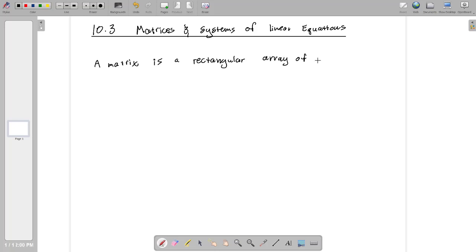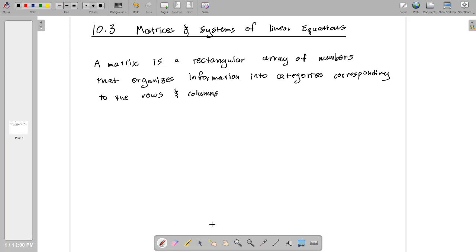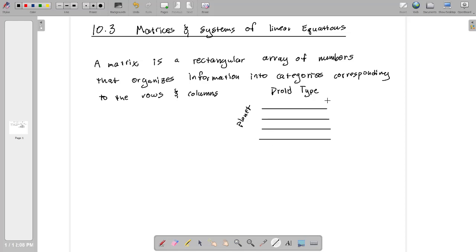A matrix is a rectangular array of numbers that organizes information into categories corresponding to the rows and columns. So what we mean by this is generally we have a category for the rows and a category for the columns, and we're using a matrix to organize information between the two. So suppose we have a droid type here and our planets, and we're going to list how much of each of these droid types are on these respective planets.